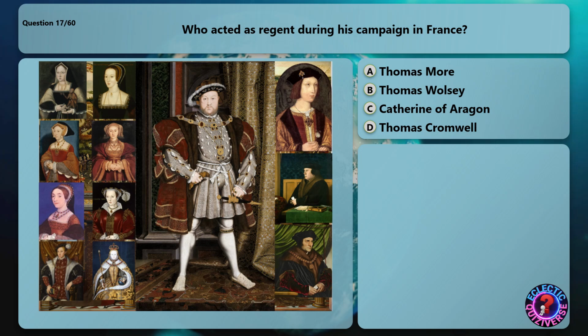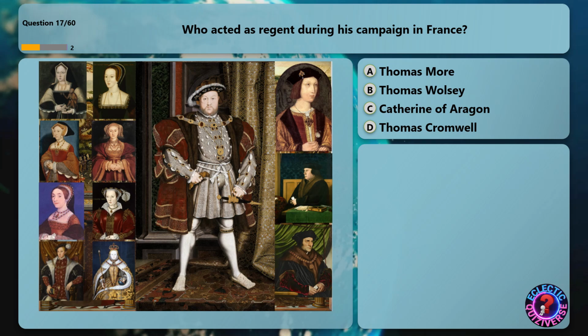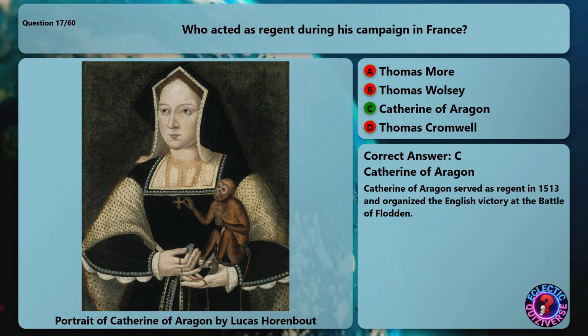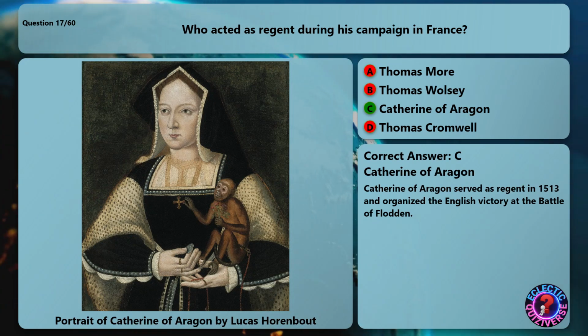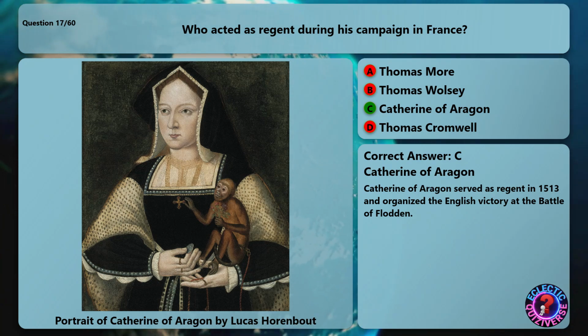Who acted as regent during his campaign in France? The correct answer is Catherine of Aragon. Catherine of Aragon served as regent in 1513 and organized the English victory at the Battle of Flodden.